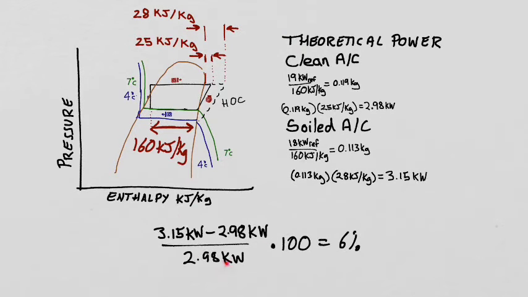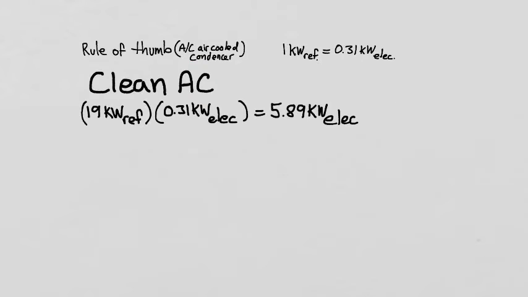Comparing the two processes for the soiled and the clean air conditioner, we see that we get a 6% penalty for operating with a lower evaporator indoor coil temperature and moderate soiling. A general rule of thumb for air conditioning is that 1 kilowatt of refrigerant effect equals 0.31 kilowatts of electric power input. When considering that our clean air conditioner produces 19 kilowatts total refrigerant effect, and multiplying that by our rule of thumb, we arrive at the power input for the air conditioner of 5.89 kilowatts electrical.